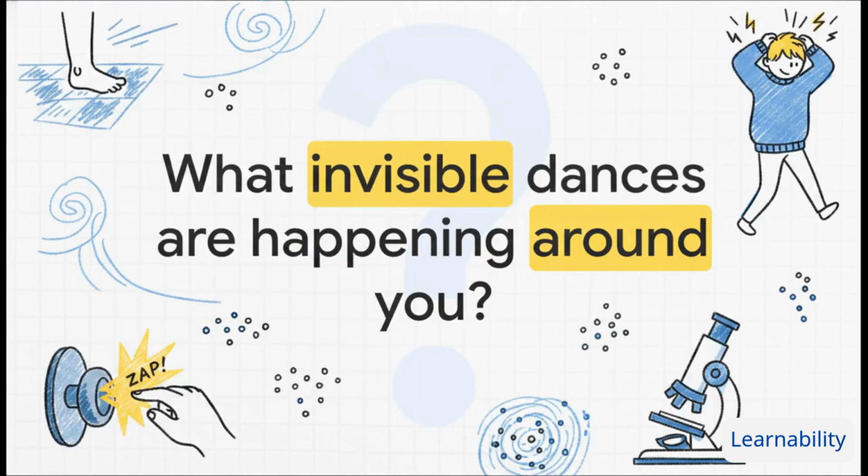It really changes how you look at a simple carpet or a doorknob, doesn't it? Knowing that every shuffle of your feet, every sweater you pull over your head, and every touch of a metal surface involves the rapid kinetic transfer of billions of tiny particles. What invisible electric dances are happening around you right now? Next time you get a shock, remember, that's not just a zap. That is the grand finale of a microscopic high-speed electron transfer.